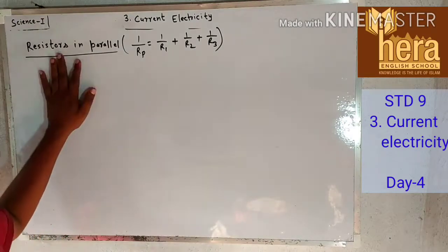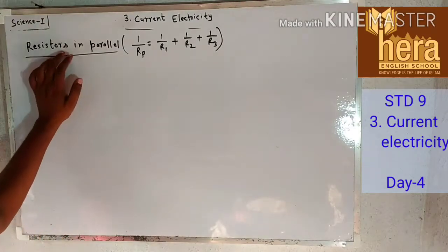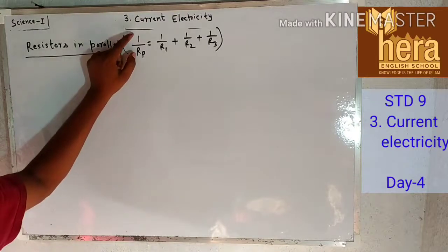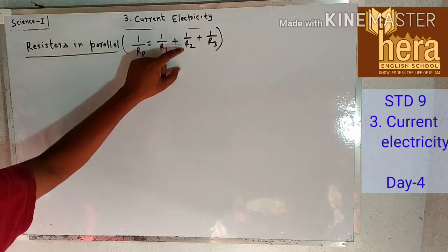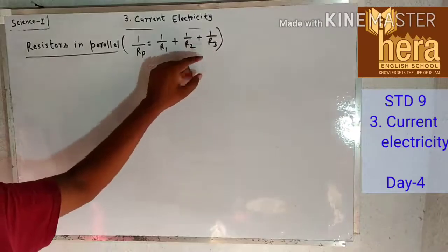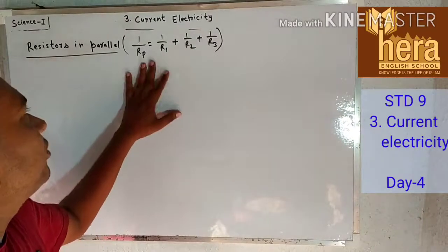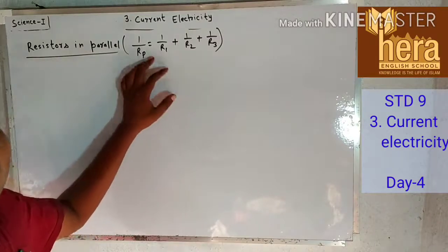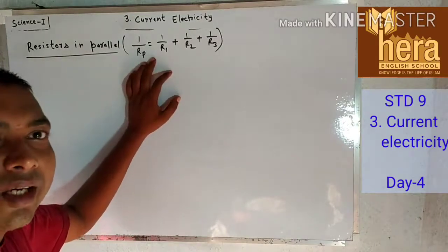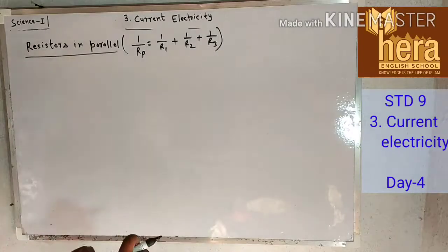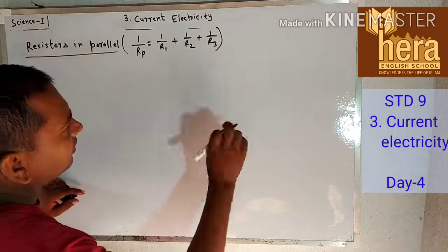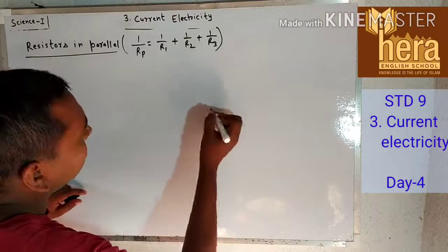Actually, what we are going to do here is derive 1 upon Rp is equal to 1 upon R1 plus 1 upon R2 plus 1 upon R3 for 3 resistors. This is the formula to find effective resistance when they all are connected in parallel. Okay. So if you want to connect the resistance in parallel, this is the combination of parallel resistance.